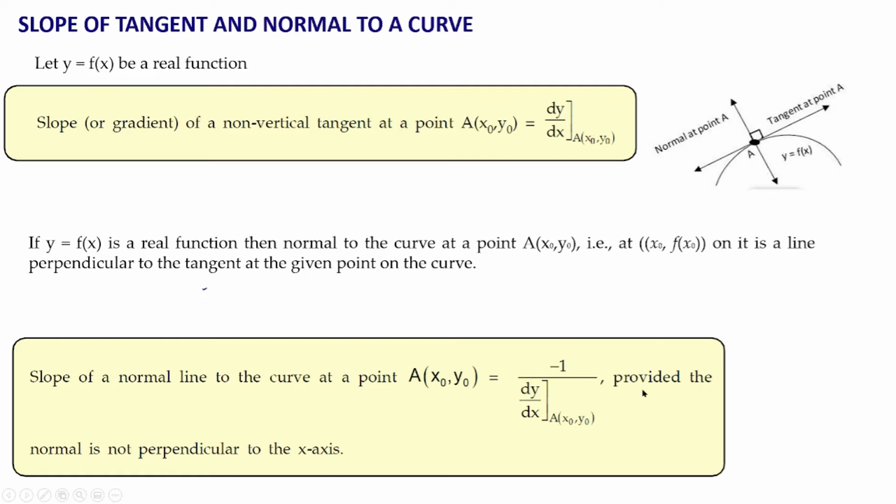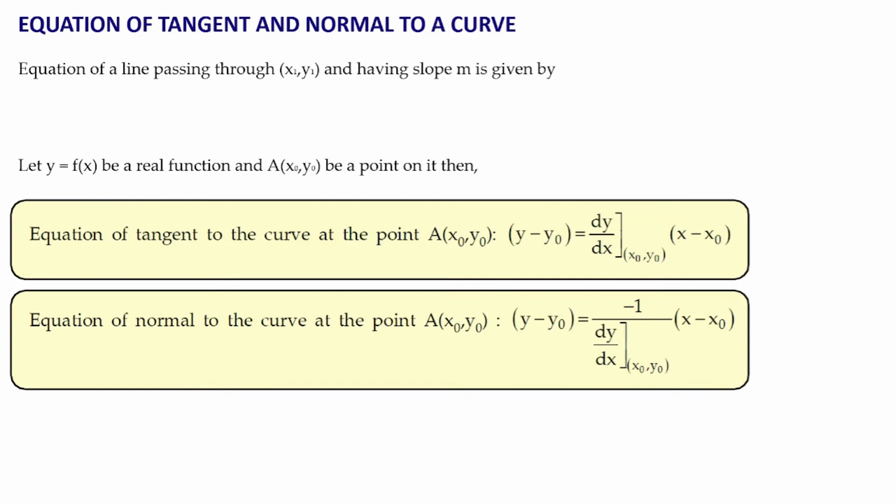Another condition is this normal should not be perpendicular to the x-axis. So the slope of a normal line to the curve at a point A (x0, y0) is minus 1 by dy by dx at (x0, y0). If we find the slope of the tangent, then the negative reciprocal of this will give the slope of the normal. Now moving on, equation of tangent and normal to a curve.